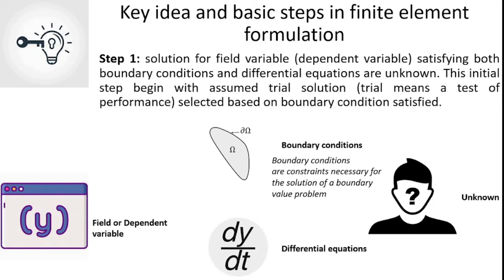We begin with an assumed trial solution selected based on the boundary conditions to be satisfied. Here I have another question: what is meant by trial solution? Here, trial means a test of performance. For example, if you consider your bike, you may check whether the bike engine gives the mileage or not, or whether the tires are functioning properly. Likewise, you test the performance, and you may regularly perform trial and error experiments with the engine, the petrol level and the air level. Likewise, you may perform a lot of trial experiments. So the FEM initial step begins with an assumed trial solution selected based on boundary conditions to be satisfied. This is step 1.